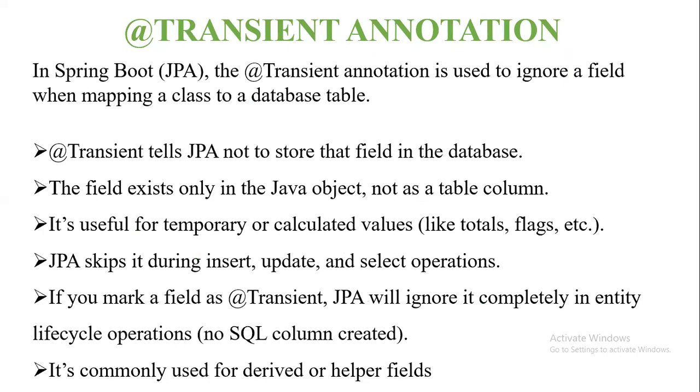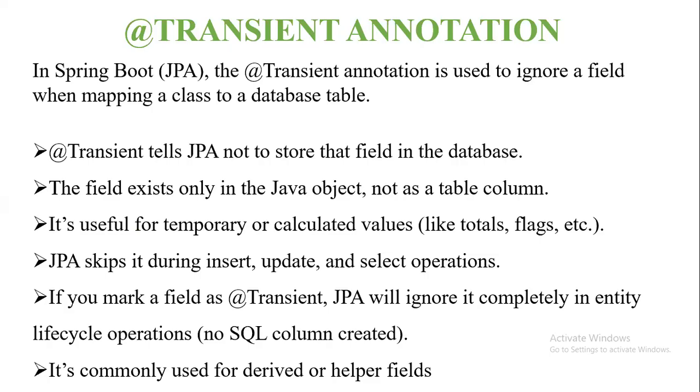So simply we can say, in a Spring Boot application, the @Transient annotation is used to ignore a field when mapping a class to a database table. Also, @Transient tells JPA not to store that field in the database. The field exists only in the Java object, not as a table column. It's useful for temporary or calculated values like totals, flags, and so on. Also, JPA skips it during insert, update, and select operations.